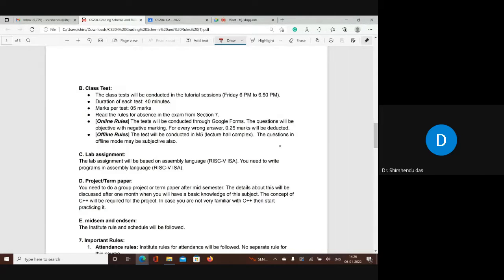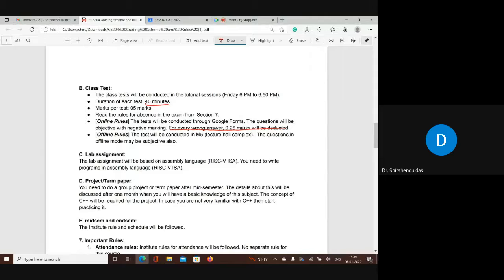I think this part maybe I'll change, because since it is a 40 minutes quiz, and there will be only 4 marks, there will be more questions. It's not like that there will be only 5 questions. There will be more questions. So the negative marking I'll change. This part I'll change before uploading this document.